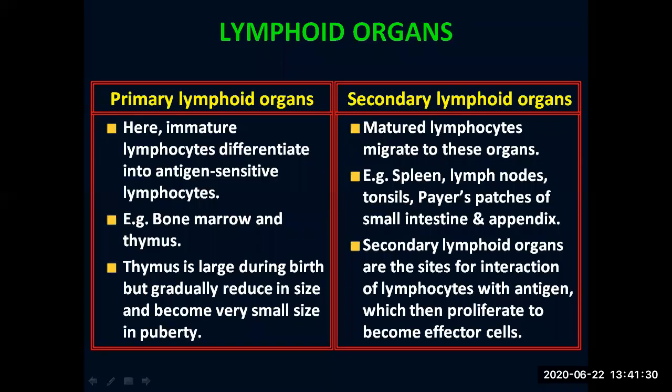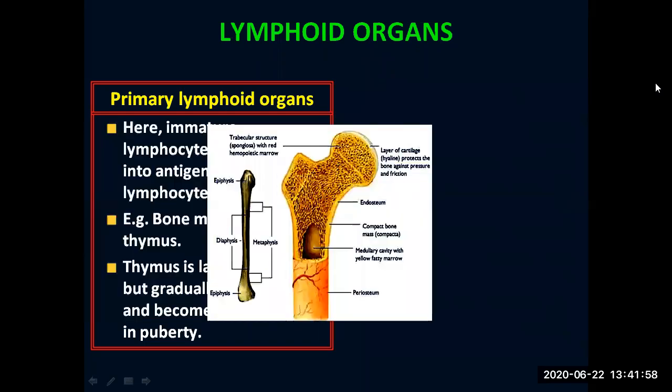So let me repeat: where production and maturation occur, that is the primary lymphoid organ. Where activation occurs, that is called the secondary lymphoid organ. Like spleen, lymph nodes, tonsils, Peyer's patches, very regular questions here. Peyer's patches of the small intestine and appendix, lymphoid organs in the small intestine, they will ask in that manner. Secondary lymphoid organs are the sites for interaction of the lymphocytes with antigen, which then proliferates into effector cells and memory cells.